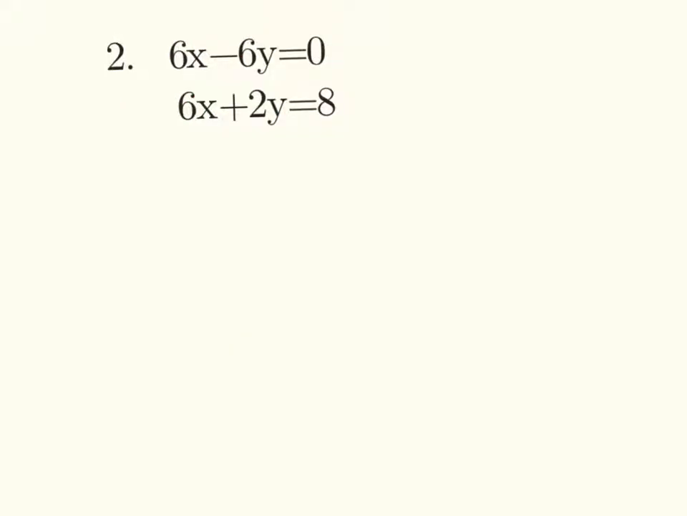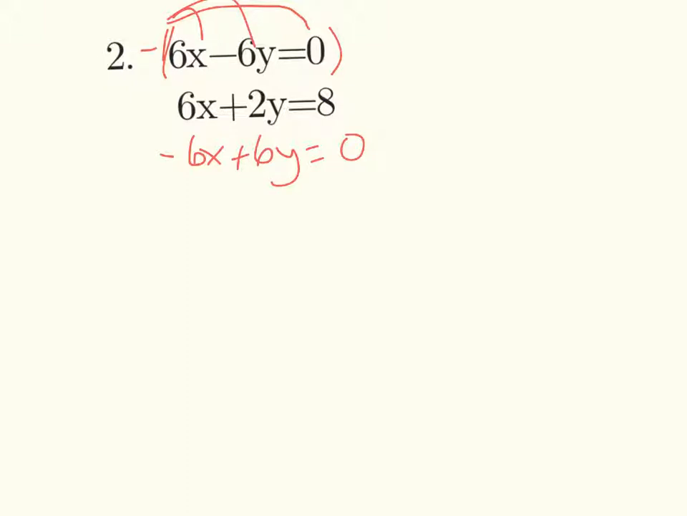Again, we're going to look for a variable that has the same number here. And I notice my 6x and 6x here. However, the difference on this one compared to the last one is they both are positive. So we're going to want to make one of them a negative. We're going to do that by multiplying, let me do the other one, by multiplying by a -1. If I multiply by a -1 and I distribute, my equation's now going to say -6x plus 6y equals 0.